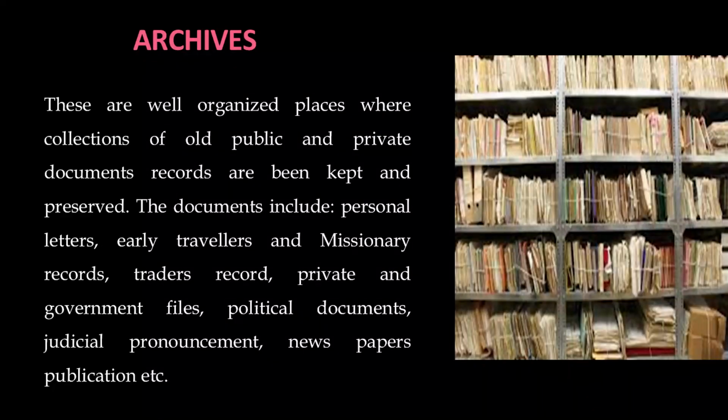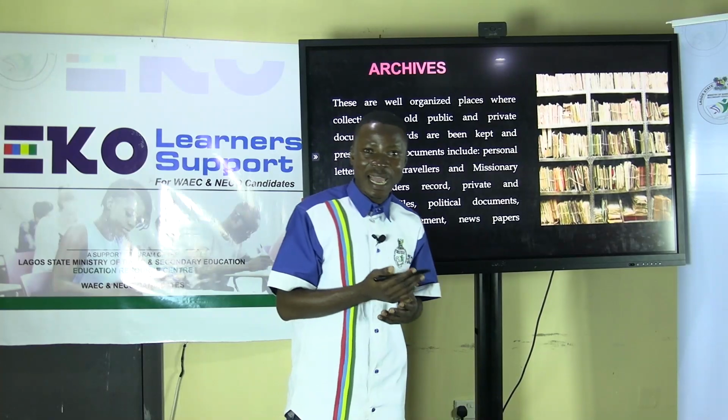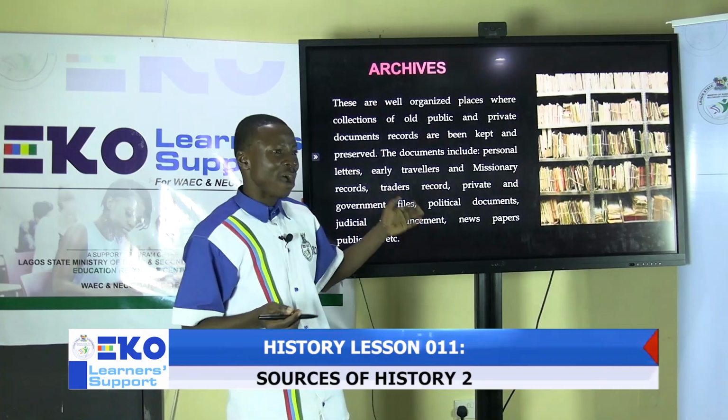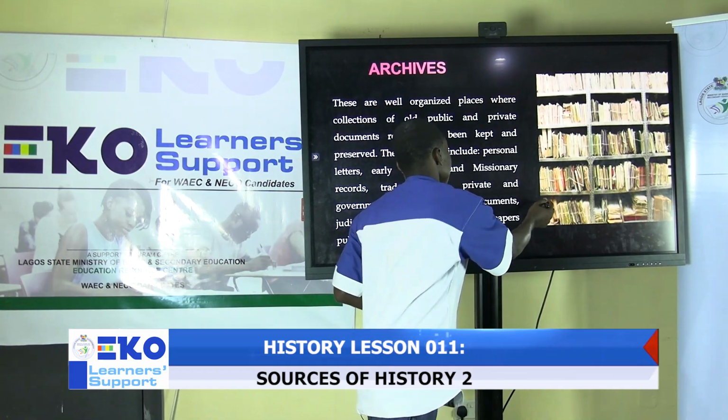Then we'll look at archives or archival material as a source of history. These are well-organized places. An archive is a well-organized place or institution where materials are kept and documented for preservation purposes and for research purposes. The documents that can be found in archives include personal letters, early travelers' and missionary records, trade records, government gazettes, and newspapers.